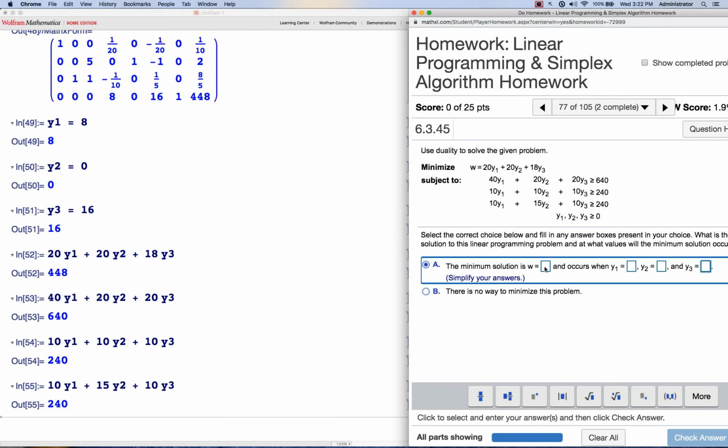So the minimum solution is w is equal to 448 and occurs when y1 is equal to 8, y2 is equal to 0, and y3 is equal to 16.